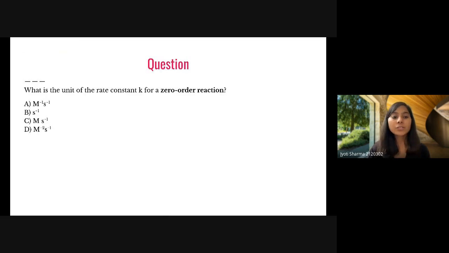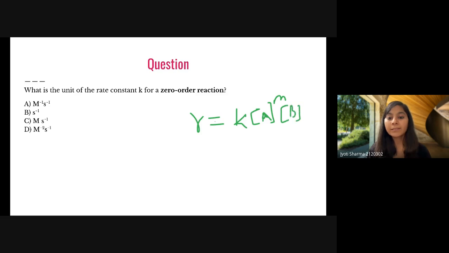Okay, so the next question is, what is the unit of rate constant K for a zero order reaction? We already talked about the order of reaction. What we got to know is that here R is the reaction rate, and R is equal to K, which is one constant, times A raised to power m and B raised to power n, and this m and n give you the order of the reaction.